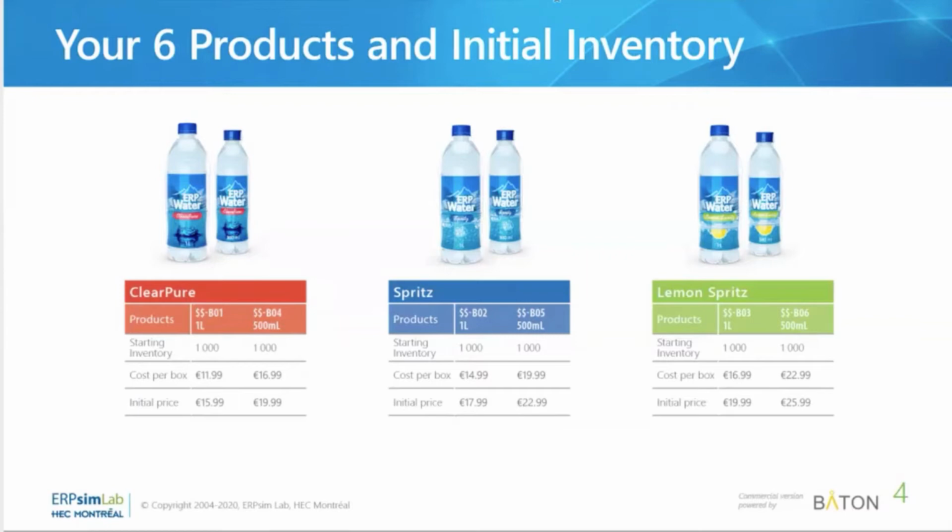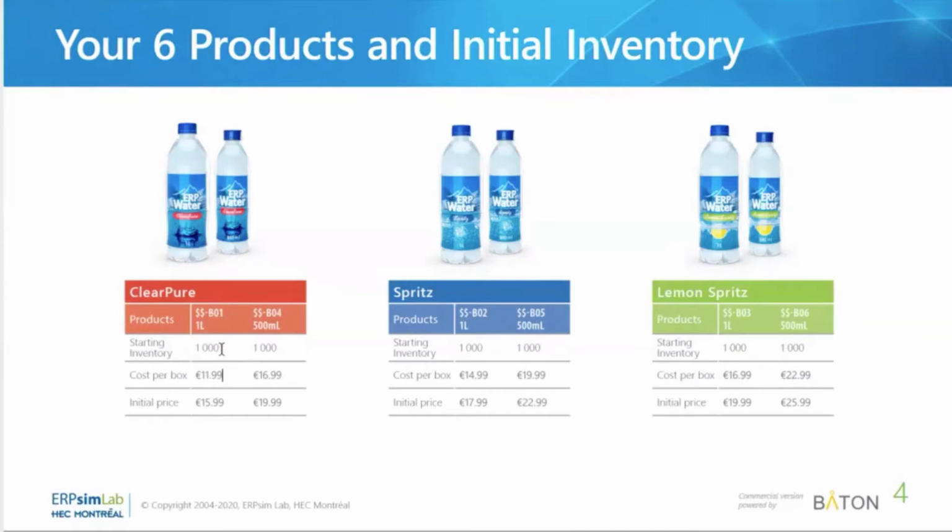And as you can see, the starting inventory is 1,000, right? 1,000, and its product name is $B01 1 liter. So this $ means your team name. Say you are in Team Alpha, then it's going to be AA-B01. Say it's Bravo, then BB-B01. So that's the name of the products. And you are going to start with 1,000.